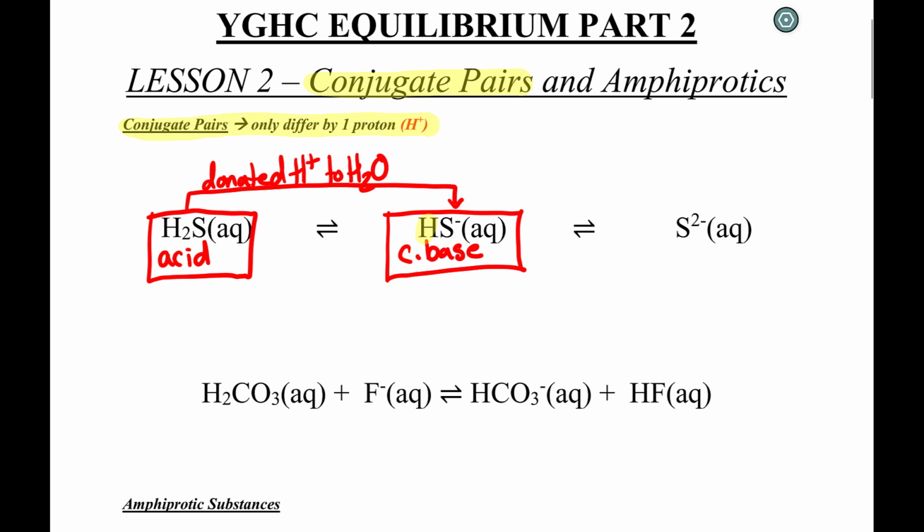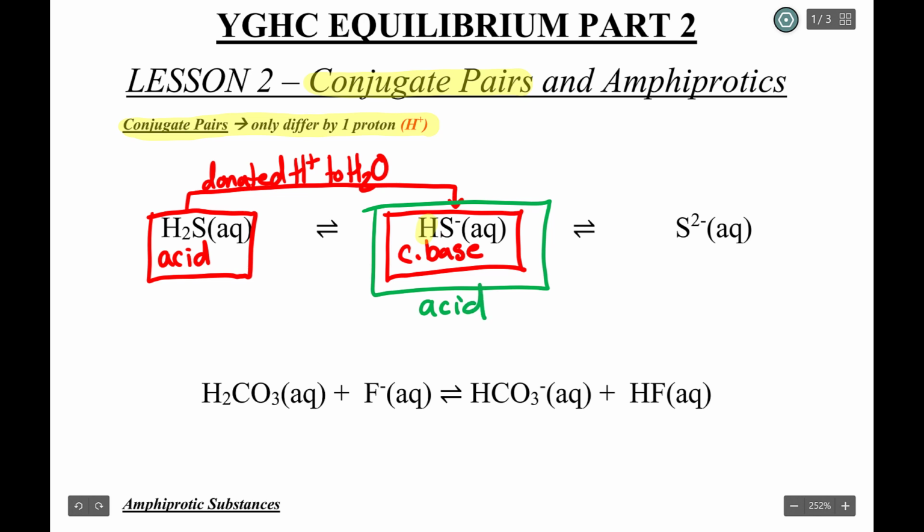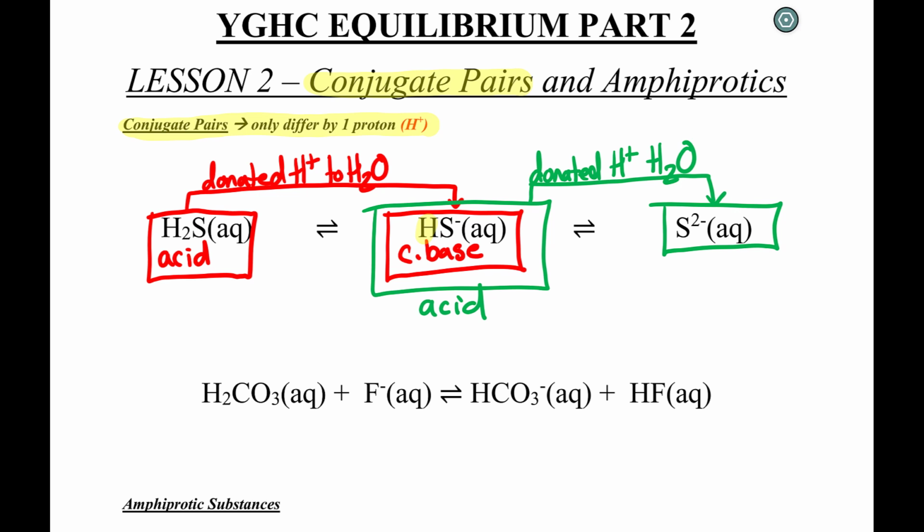Now, this HS minus has the ability to lose another proton. So even though it's classified as a conjugate base to H2S, it is actually an acid when referenced against S2 minus, because if it went from HS minus to S2 minus, it would have donated an H plus to water, and therefore it is classified as an acid. And S2 minus, because it now has a 2 negative charge, it can also act as a base. This is a conjugate base to HS minus. So I have two conjugate acid-base pairs here.